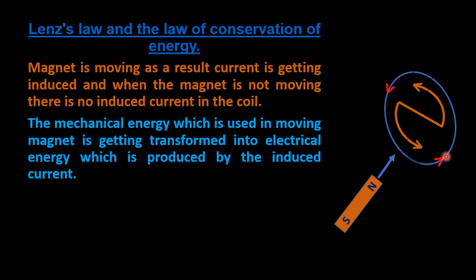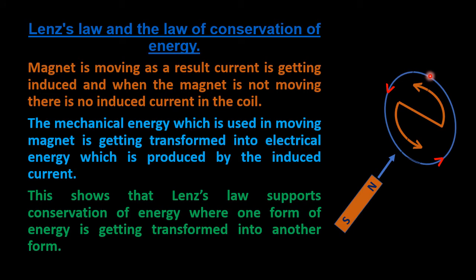The mechanical energy which is used in moving the magnet is getting transformed into electrical energy, which is produced by the induced current. So it is that mechanical energy which we apply to the magnet in order to move this magnet towards or away from the coil. It is that energy which has been converted into electrical energy here in the coil.